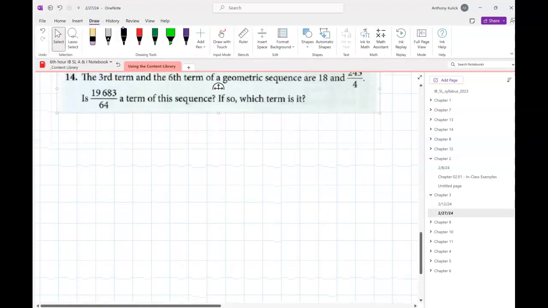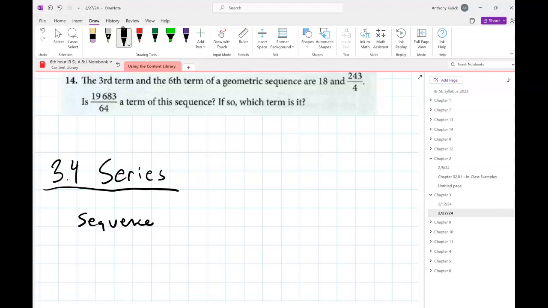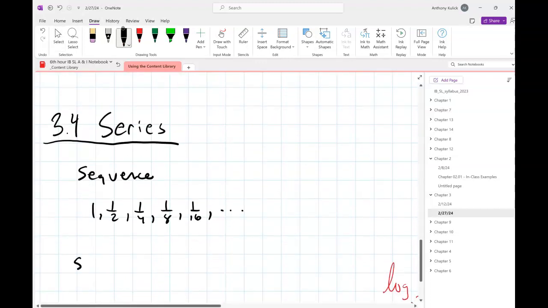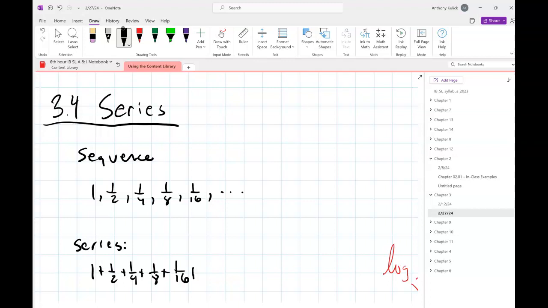3-4 is about series. So a sequence looks like something like this, right? A series, I would say multiplying by 1/2 is the way to think about that, but yes. So a series looks like this. What's the difference? Yeah, we're adding the terms instead of just writing a comma between them, right?